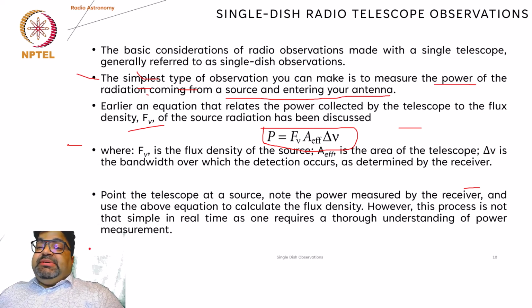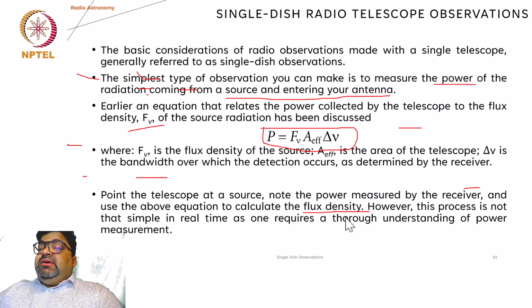Observation strategy is pretty simple. Point the telescope at a source, note the power measured by the receiver, and use the above equation to calculate the flux density. Okay, so that's how simple this is. But there are lots of details, like the transferring of power to a physical unit of flux density requires also some calibration.